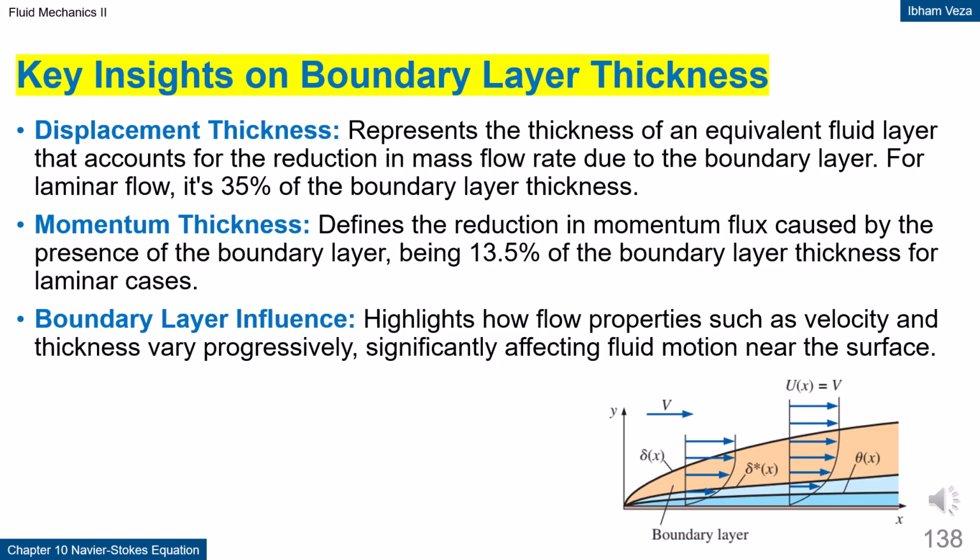Key insights on boundary layer thickness. Displacement thickness represents the thickness of an equivalent layer, accounting for the reduction in mass flow rate due to the boundary layer. For laminar flow, it is about 35% of the 99% boundary layer thickness. Momentum thickness describes the reduction in momentum flux and is about 13.5% of the boundary layer thickness. These parameters show that the boundary layer effect is not only local near the wall. They are essential in analyzing drag and momentum changes in the flow.